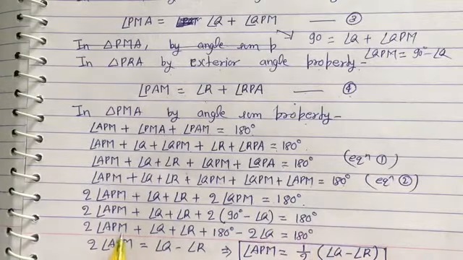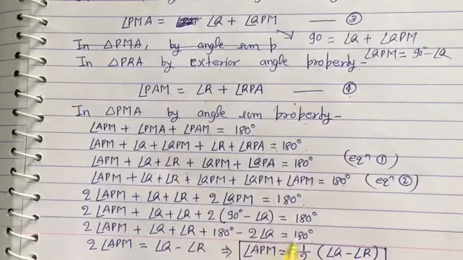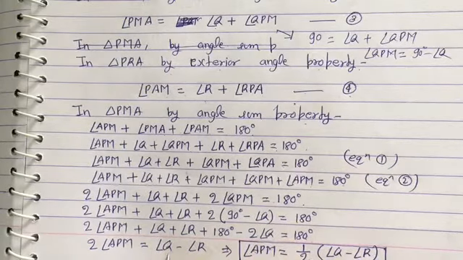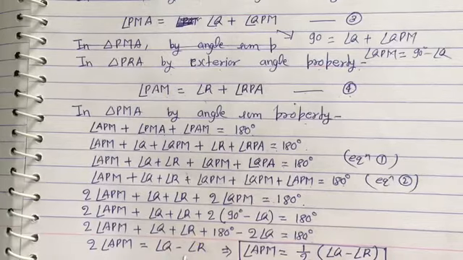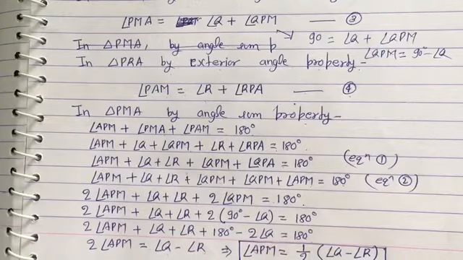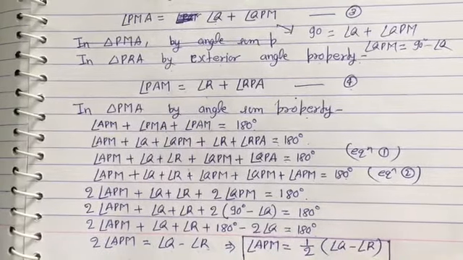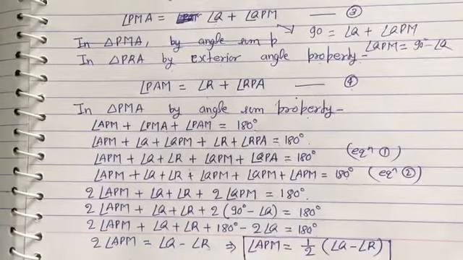2 times angle APM plus angle Q plus angle R is equal to, multiply by 2, 180 minus 2 times angle Q is equal to 180. 180 from 180 you can cancel, and 2 times angle APM is equal to angle Q minus 2 times angle Q, which is minus angle Q, comes to this side as plus angle Q, and angle R comes to this side as minus angle R. Now this 2 comes in division, so this is the complete proof that angle APM is equal to half the angle Q minus angle R. Clear? This is the complete proof of this question.